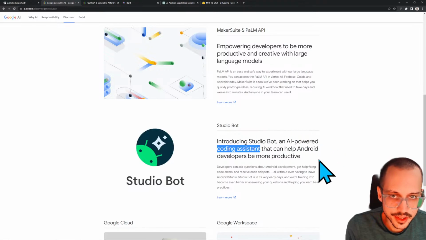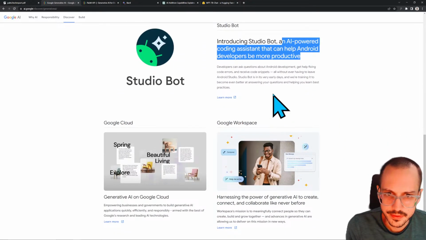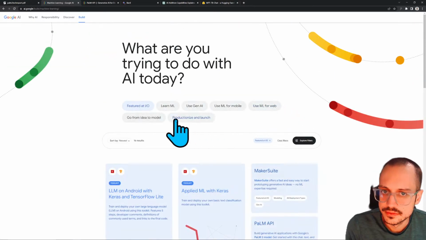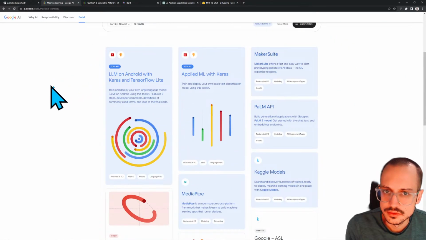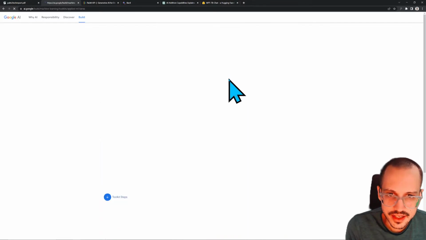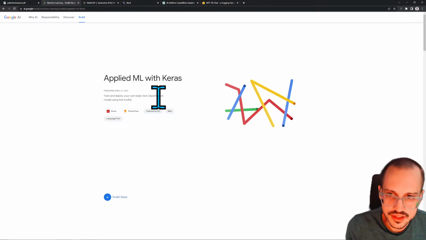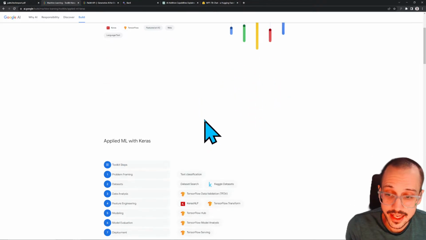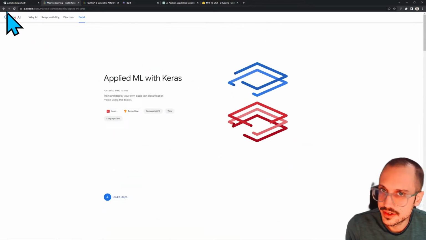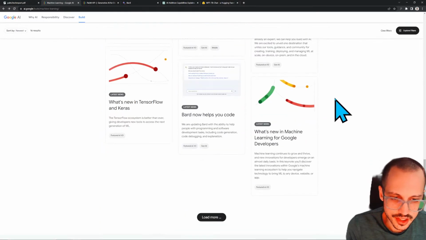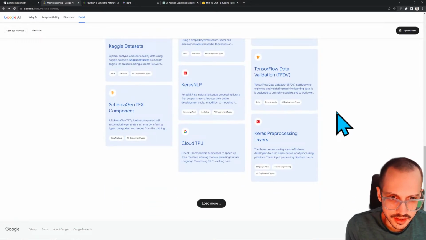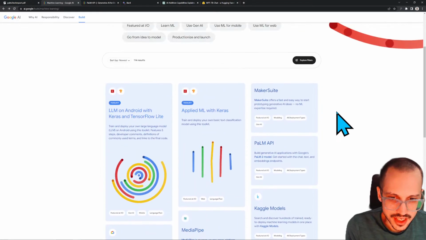StudioBot, an AI-powered coding assistant that can help Android developers be more productive. Build. Applied ML with Keras. Keras is the ML framework that was designed by Francois Chollet. I don't even know if he still works on it. It's kind of a little bit outdated at this point. It's usually good for very beginner kind of projects, but Keras is kind of outdated for sure.